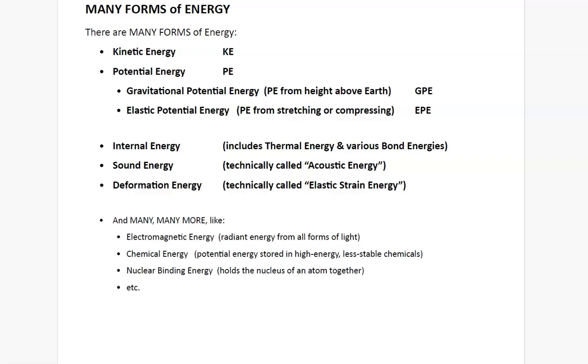This is related to the energy of all forms of light, not just the light we can see, but all forms of light. Chemical energy, which is part of the internal energy I mentioned. So that's the potential energy stored in high energy bonds or less stable chemical compounds. And then nuclear binding energy, this is the energy involved in holding a nucleus of an atom together. And there are quite a few others, but you're not responsible for any of these in this particular unit.